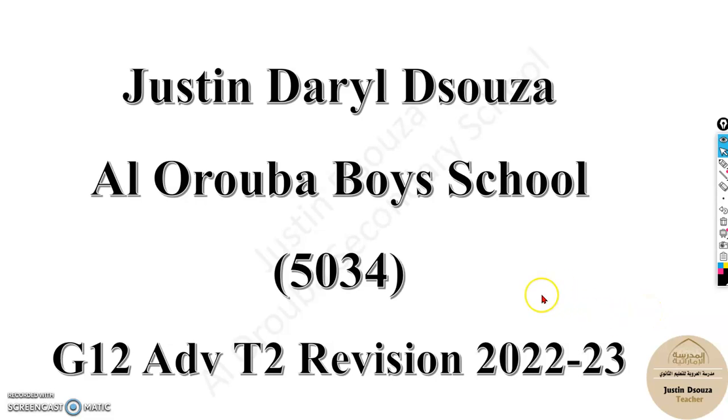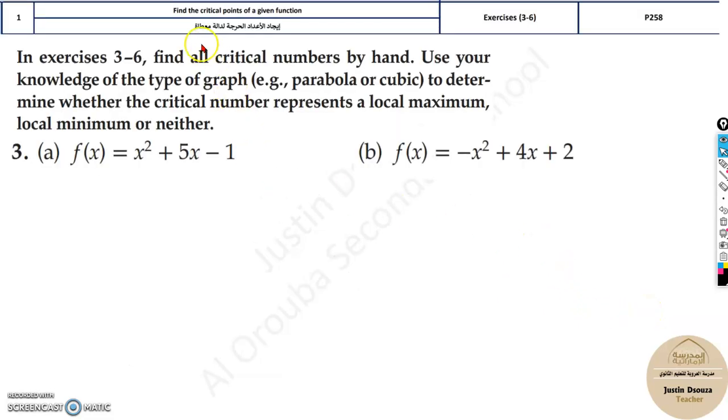Now we move on to the first topic. The first topic is to find critical points of a given function. Now this is the function. To find critical points, there's a method. The first step is to derive this function, and the next step is to equate whatever you derive to 0.